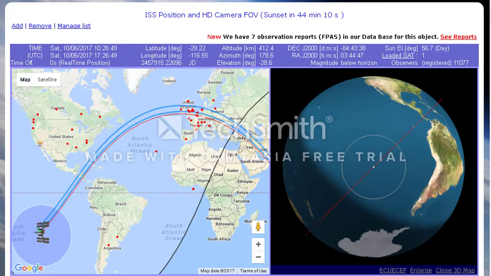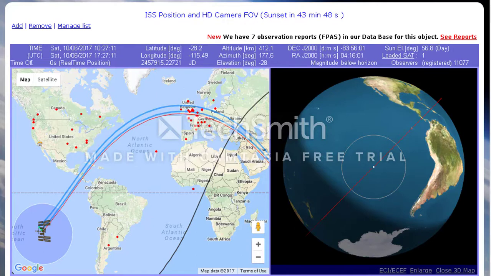Over on the right, notice that we have a picture of the globe with the red line, and there's a white dot and a big circle around it. The big circle represents the parts of the Earth that would actually have a visible view of the space station. It would also indicate what areas of the Earth would have a signal that we could listen to or send to the International Space Station.